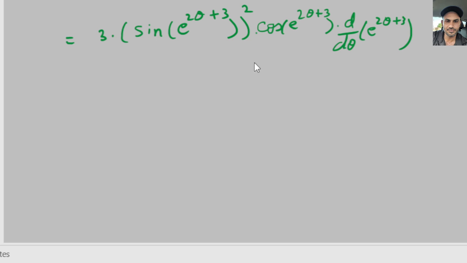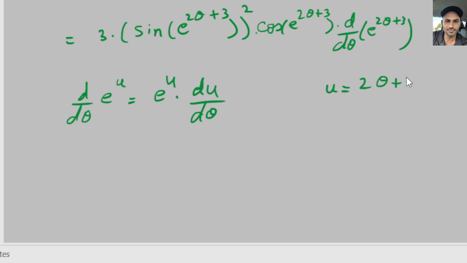Okay, so now we took the derivative of sine u, which is cosine of u times du over d theta, so that's cosine of e to the 2 theta plus 3 times d over d theta of e to the 2 theta plus 3. Now here we have the derivative of e to the u, so d over d theta of e to the u equals e to the u times du over d theta. Okay, and here u equals 2 theta plus 3. So now let's go ahead and take the derivative here.